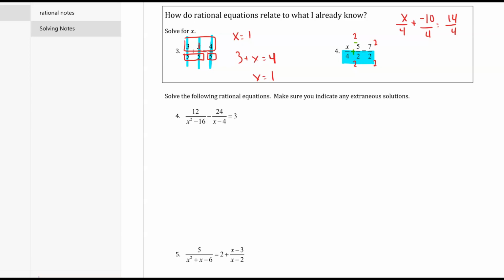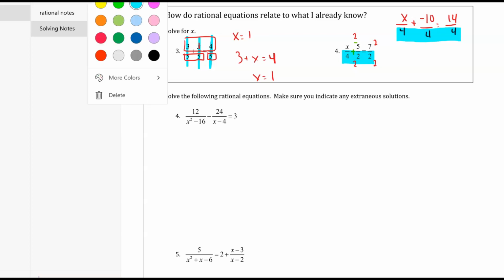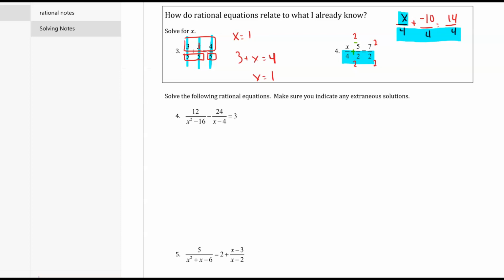So just like before, when you add or subtract fractions, now we have that common denominator, and that common denominator just goes along for the ride. That's why you see the 4 on the right side. So what I really only have to worry about is solving for the numerator. What number plus negative 10 gets me to 14? So I can just solve for x. I can just add 10 to both sides, and when I'm done, I get negative 4. Okay?